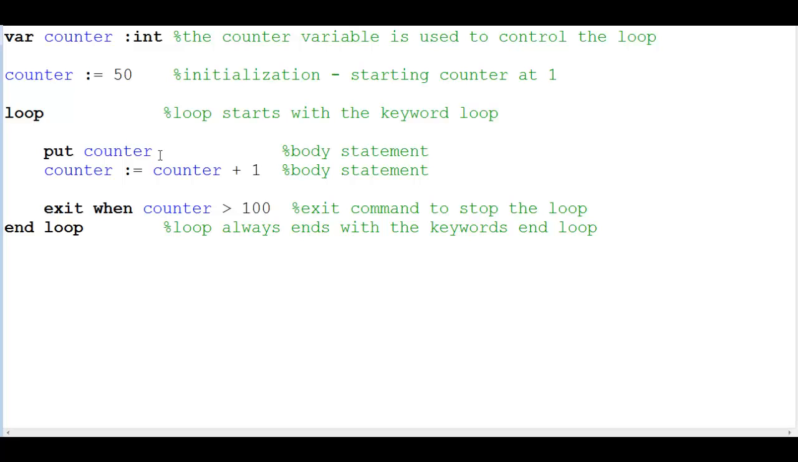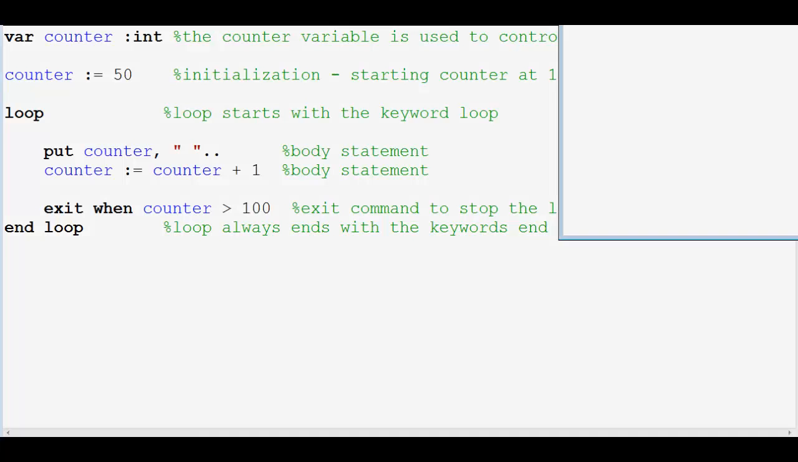I can find out just by changing how my counter gets put out. What happens if I did a comma, space, and then did a dot dot? So it's all in the same line. Let's run it, see what happens. There we go. 50 to 100. It shows up nice on my screen. I've got no scroll.